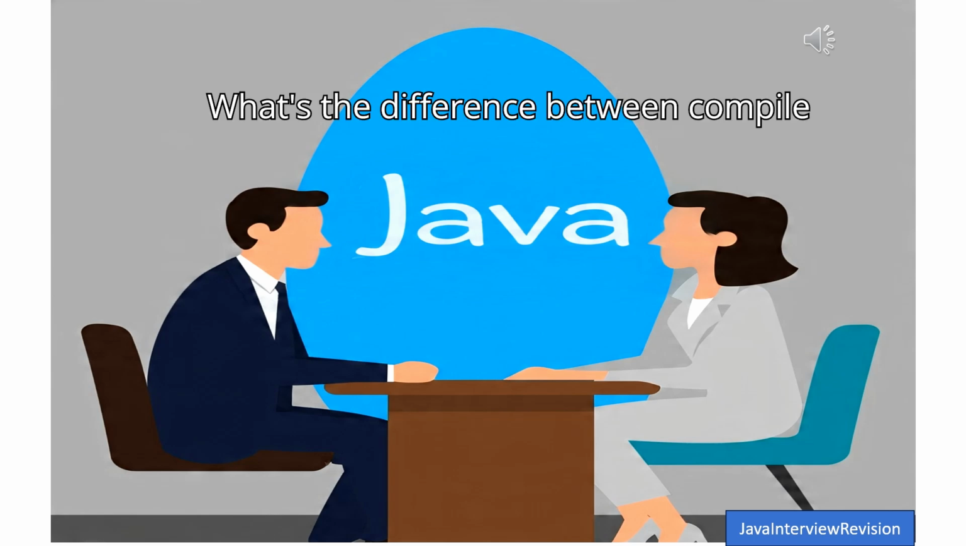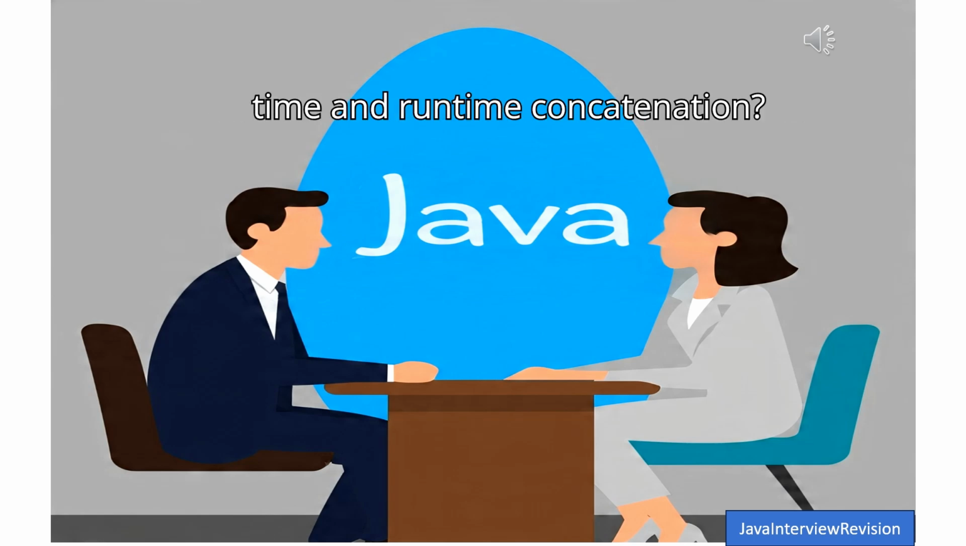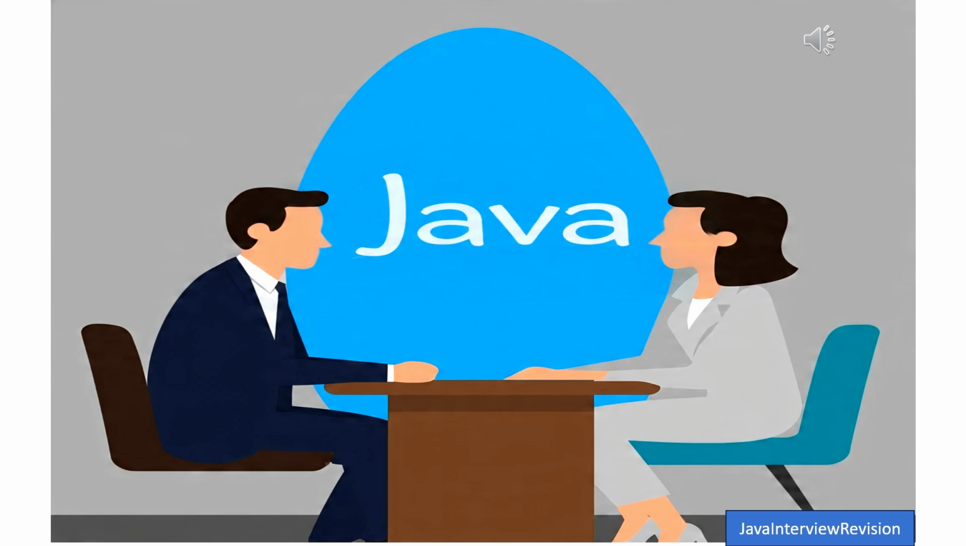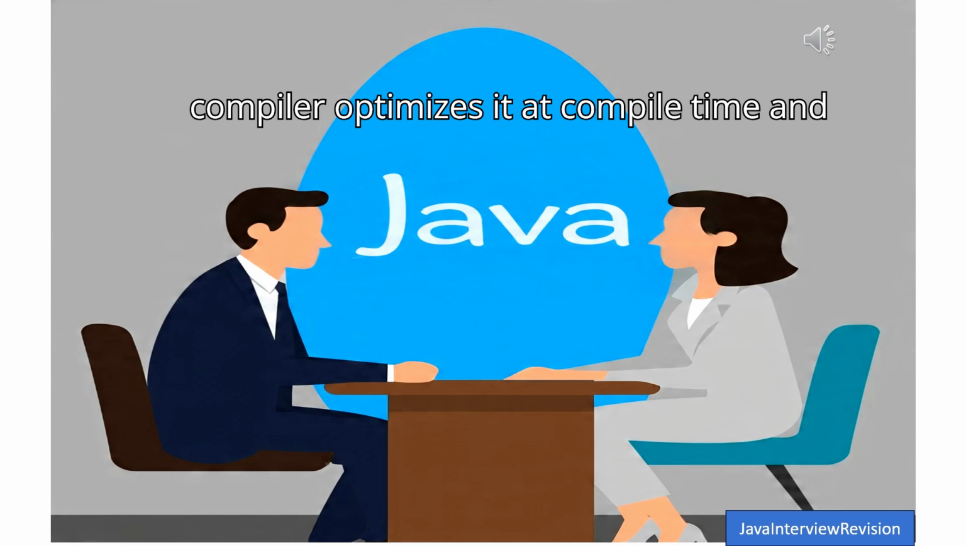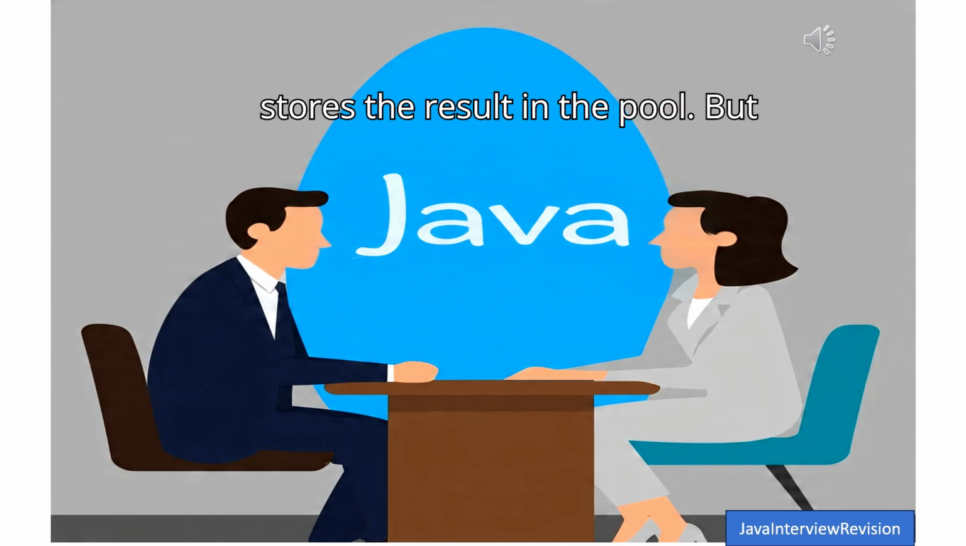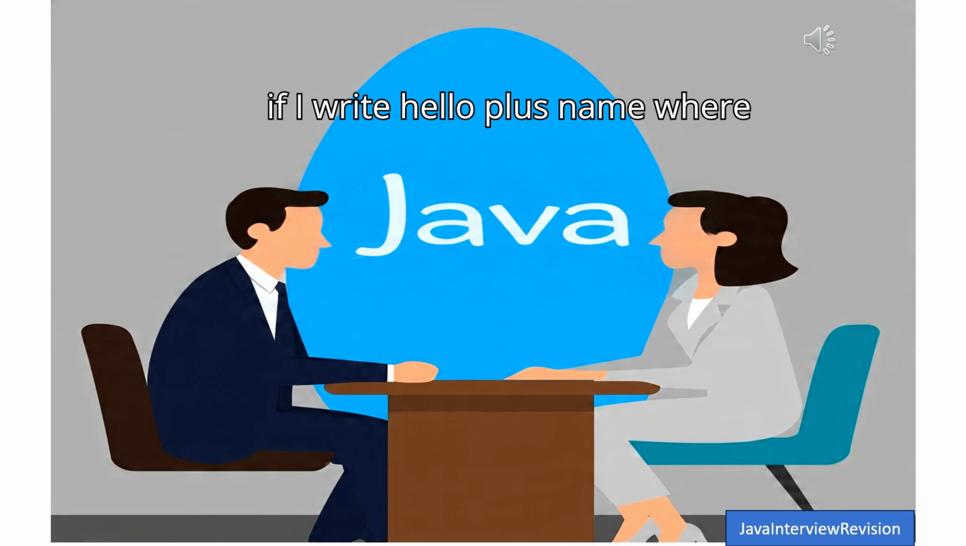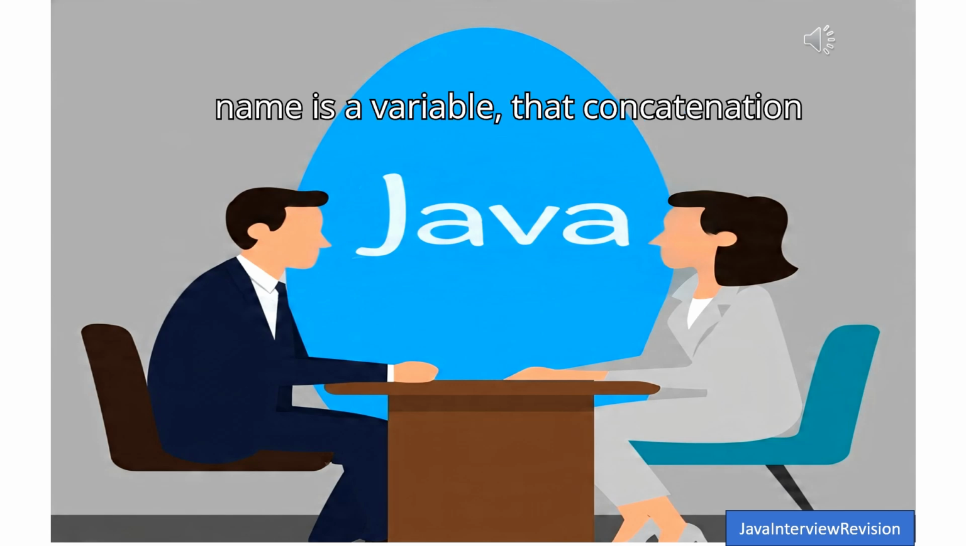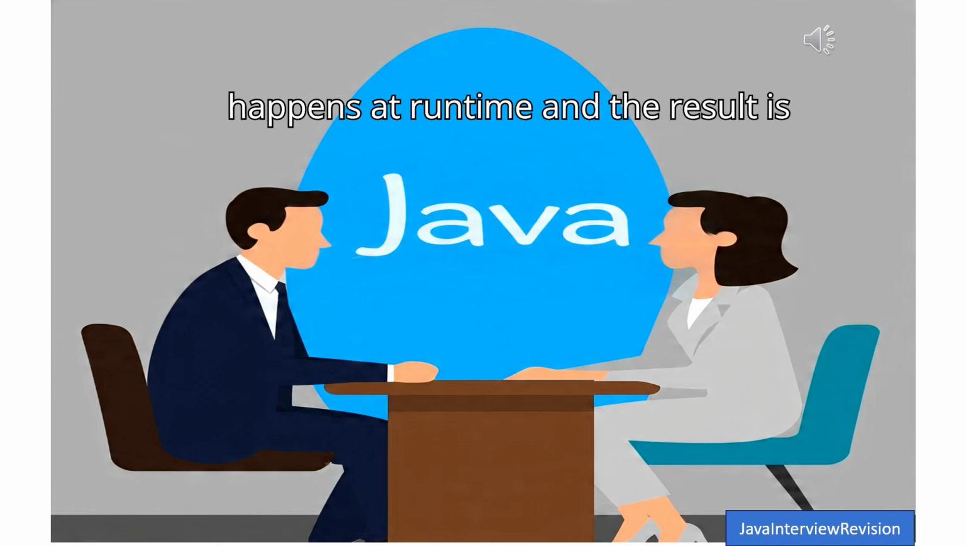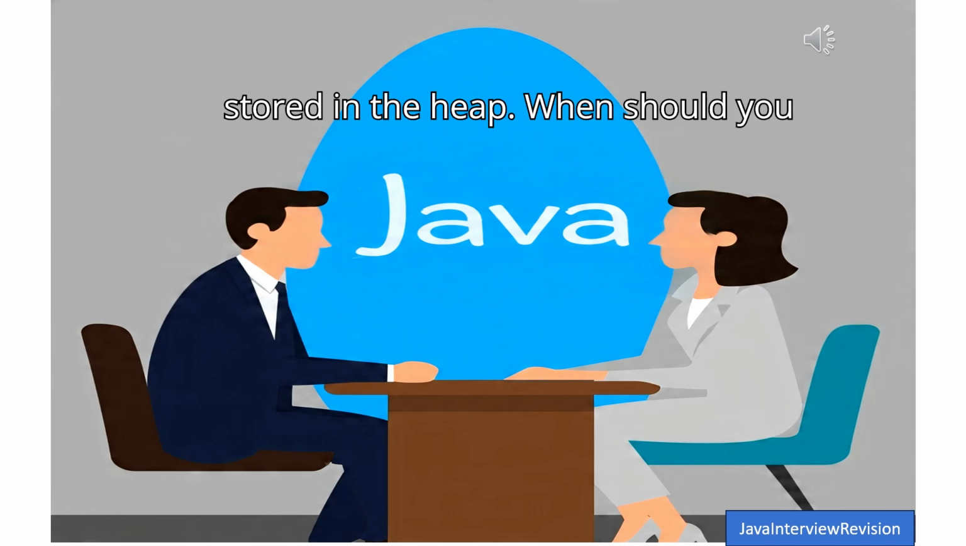What's the difference between compile time and runtime concatenation? If I write "hello" plus "Java", the compiler optimizes it at compile time and stores the result in the pool. But if I write "hello" plus name, where name is a variable, that concatenation happens at runtime and the result is stored in the heap.